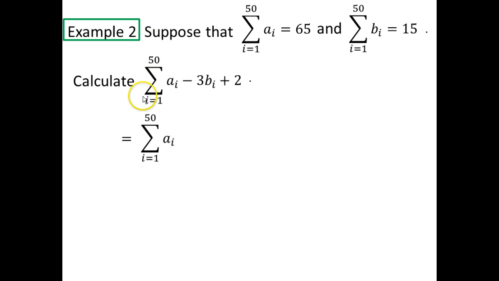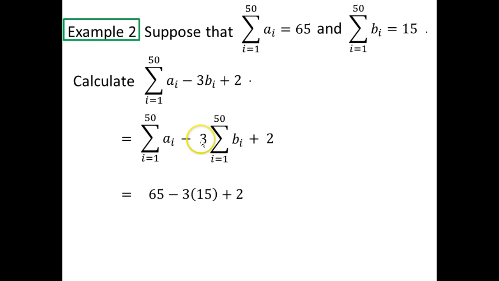Okay, so first we're going to separate it out. So we take the first, a sub i, and we can find that sum, and then we'll subtract 3 times the sum of b sub i, plus 2. So they told us that a sub i's sum is 65. The sum of b sub i is 15, so 3 times 15, plus 2, and then just do the math, and it's 22.